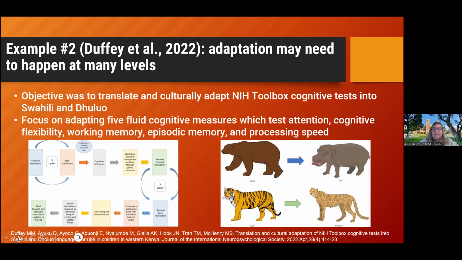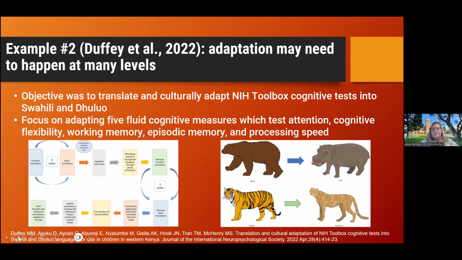In another example that really brought up how adaptation needs to happen at many different levels, they were translating and adapting cognitive tests from the NIH toolbox, and they were focusing on measures that test attention, cognitive flexibility, working memory, episodic memory, processing speed. And so the little diagram on the left shows all of the processes that they went through. And you can see they went through multiple cycles of some of these processes. So the forward and back translation was not a one-time thing. It was 3 cycles of that. Then cognitive interviews, then a workshop, then more revised translation, 3 cycles again of forward and backward translation, building a preliminary version, fine-tuning it, translating it again, having people take the measures, and then additional translations. So a very, very involved process.